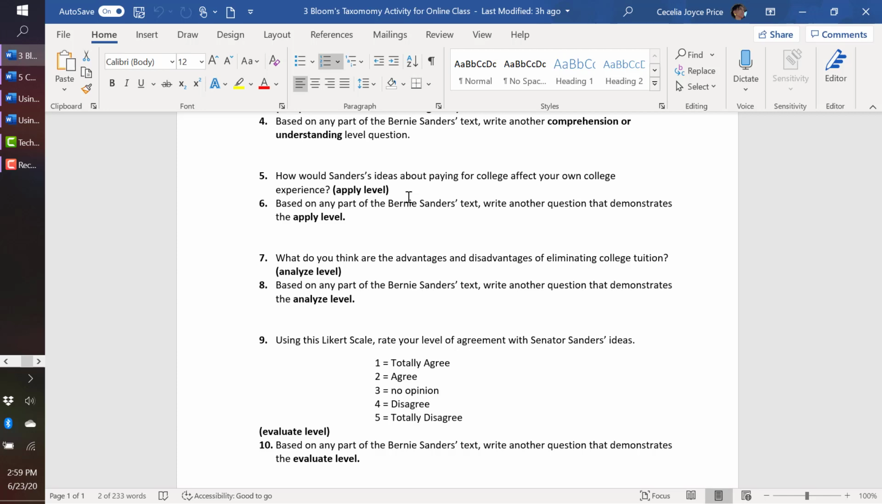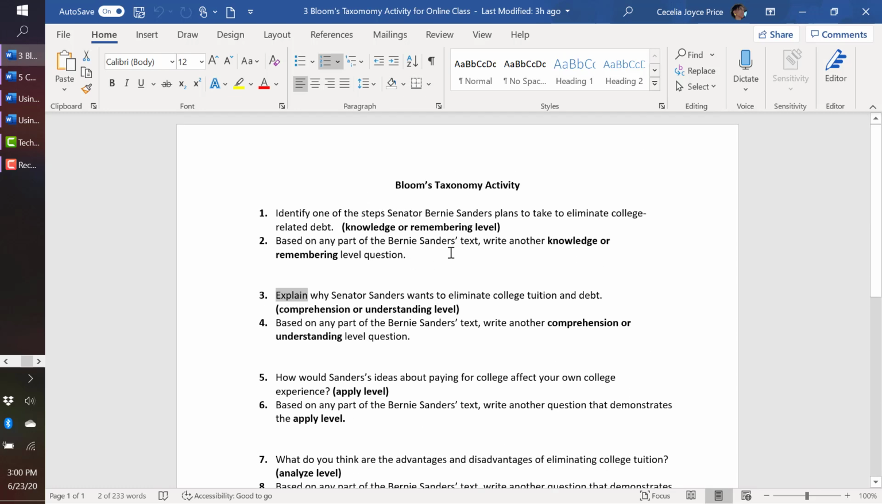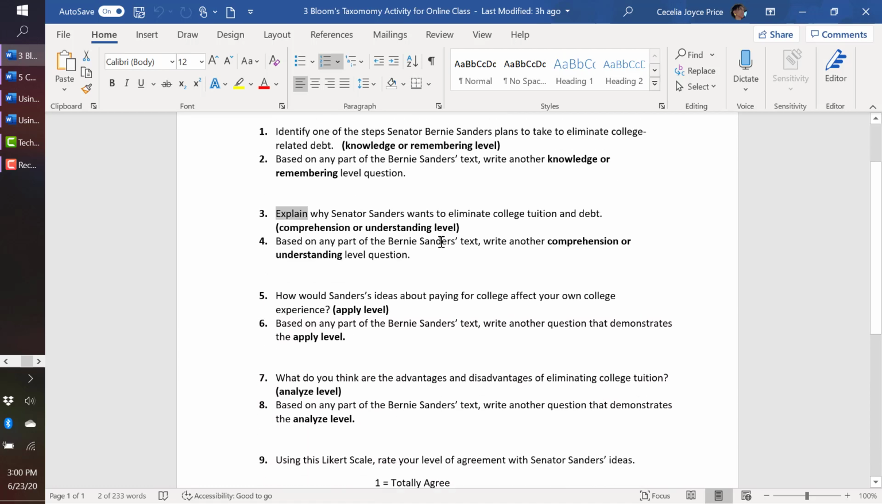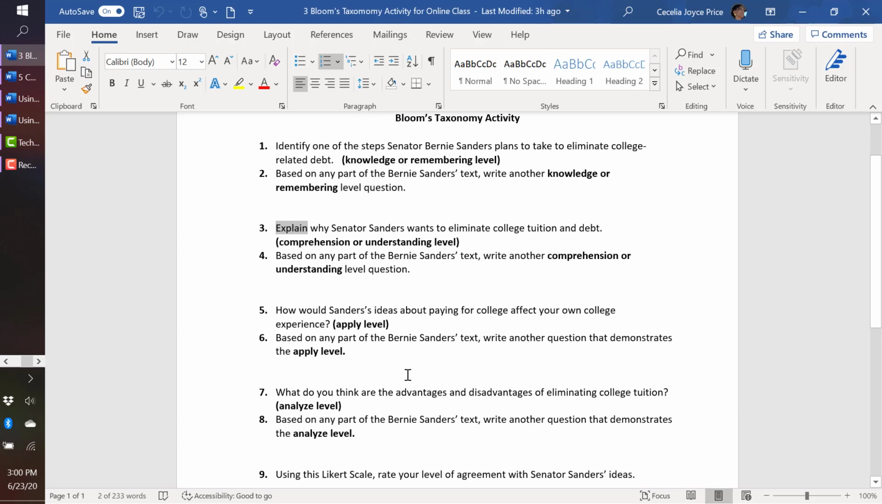That's an application level. Making it applicable doesn't always mean making it applicable to you. It simply means taking that new concept and using it to perform a task. So it could be someone else's experience. It could be something completely different, but you are applying, you're taking that learning and you are using it to perform a task. That's the apply level. Okay, so this is what it looks like on the knowledge and remembering level, comprehension level, apply level. Those are the 3 lowest levels of thinking.